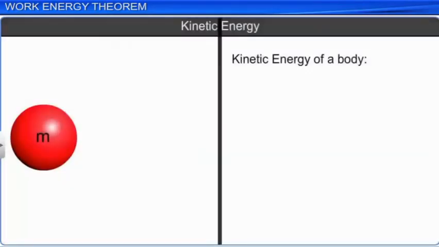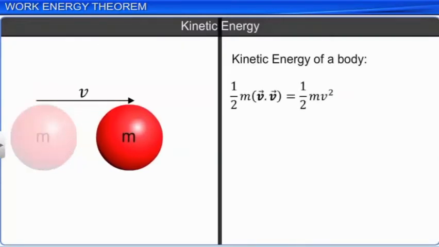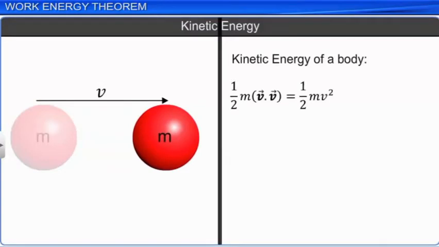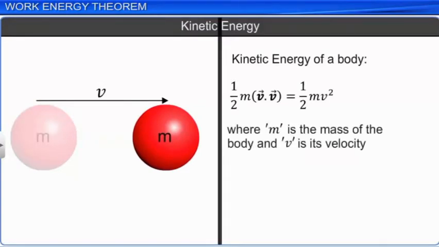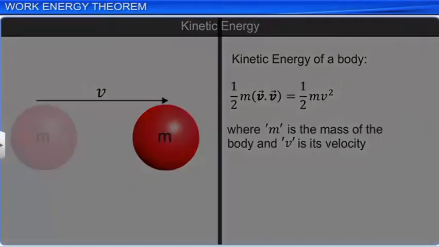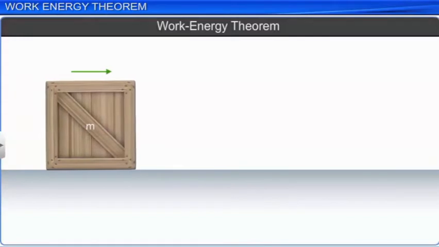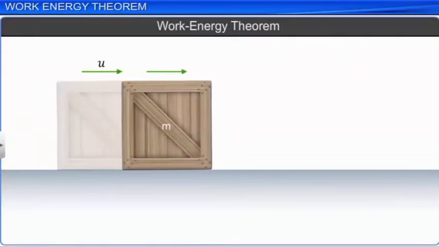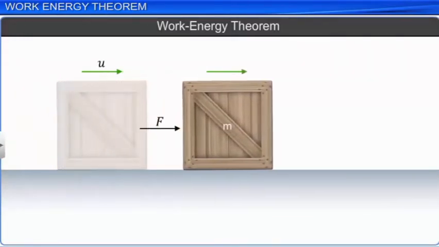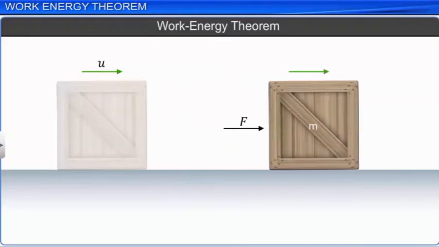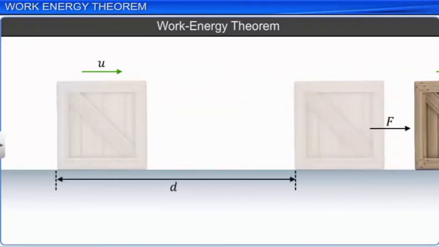We know that the kinetic energy of a body of mass m moving with a velocity v is equal to half mv square. Consider a body of mass m moving with initial velocity u and let the constant net force F act on it. At the end of displacement d, its velocity becomes v.